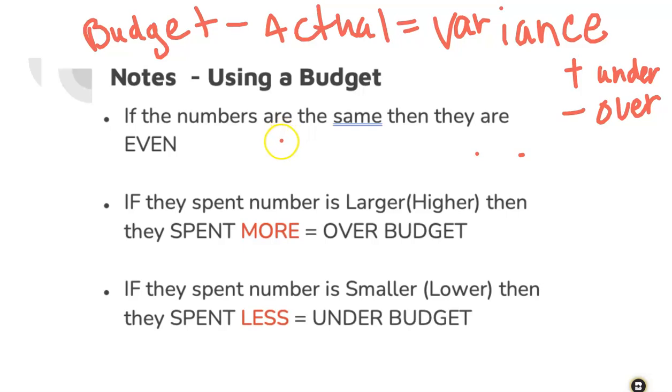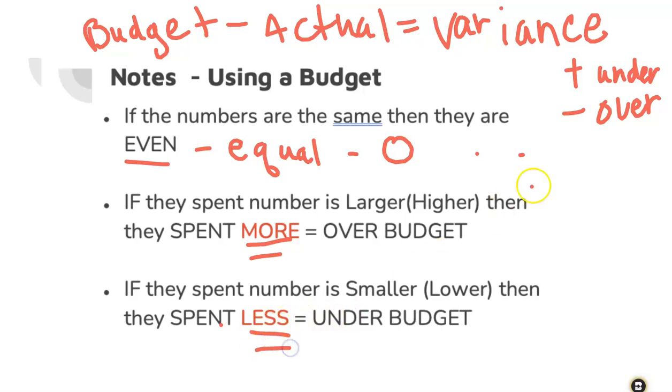Here's another way to think of it. If the numbers are the same, then you are even or equal, or zero, right? Because you don't have anything over or under. If the number budgeted is larger than the amount they spent, they went under budget, they spent less. If the number is smaller than what they spent, they went over, they spent more. So for the answers, you have to give me how much, and if they went under, over, or more or less, whatever words you want to use that make sense to you.